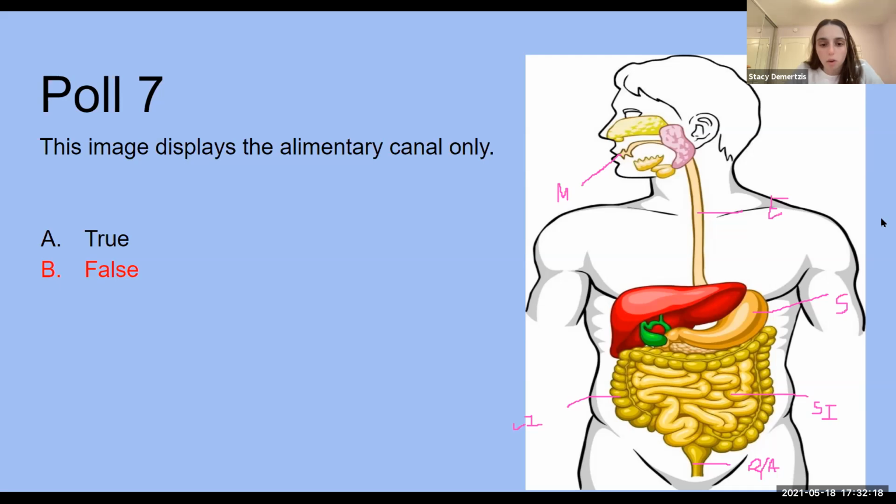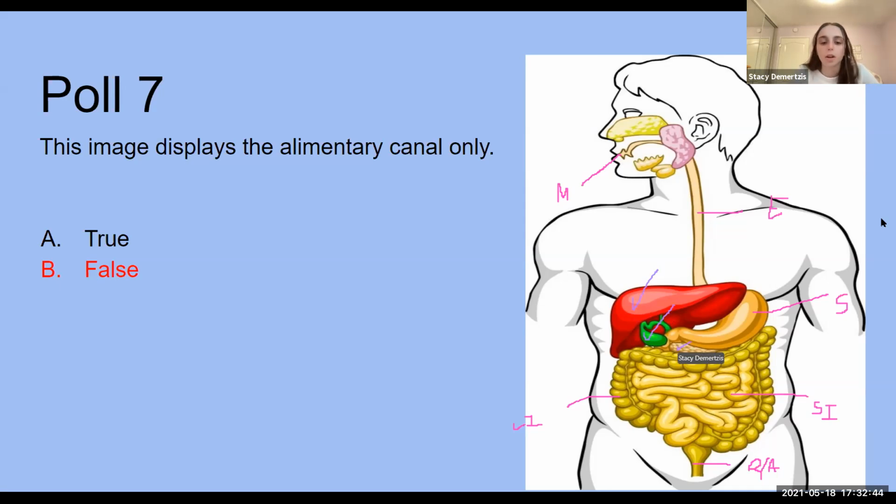But we see some other organs here. Can someone name the other organs that we see here? I'll add a line. Yes, the liver, which is this structure right here, the gallbladder, which is this green structure, and there's one more. It's kind of hidden. Yes, the pancreas, this little yellow structure hidden down here.